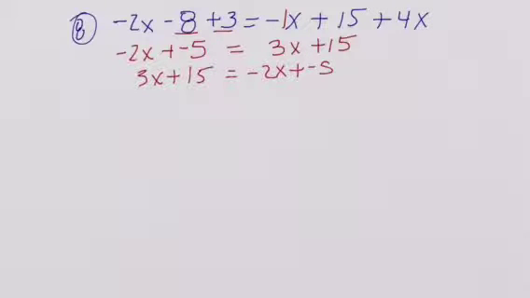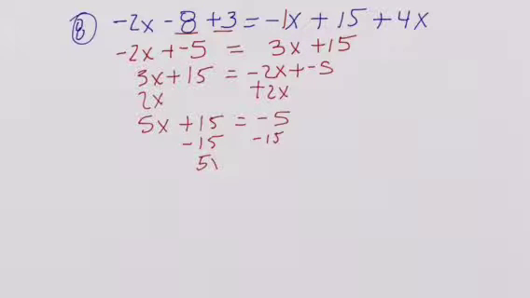Is the variable term on the left? It is. Are all the variable terms on the left? They're not. So we're going to need to zero pair out the 2x. And now we have 5x plus 15 is equal to negative 5. Is the variable term alone? It's not. So we're going to need to zero pair out the 15. So 5x is equal to negative 20.